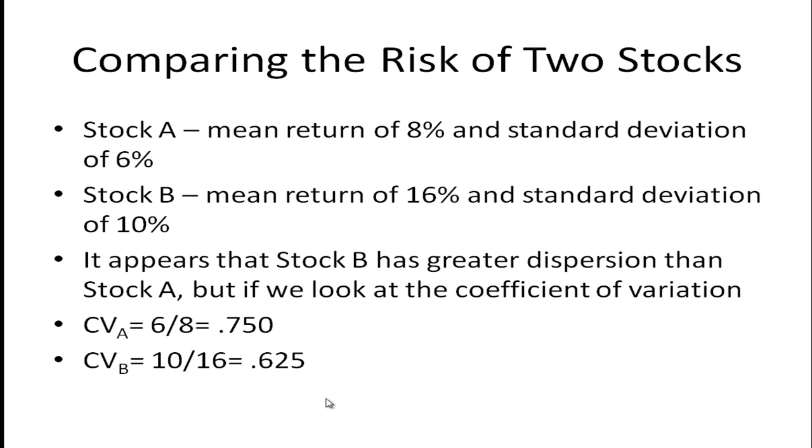So it turns out that even though B has a greater standard deviation, it's actually less spread out around its mean. Its mean is twice as high as the mean of A, although the standard deviation is not twice as big. And the coefficient of variation helps us to understand that. So this may be a better way for comparing the risk of different securities that have different mean returns.